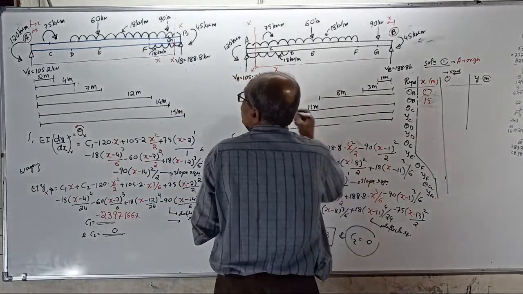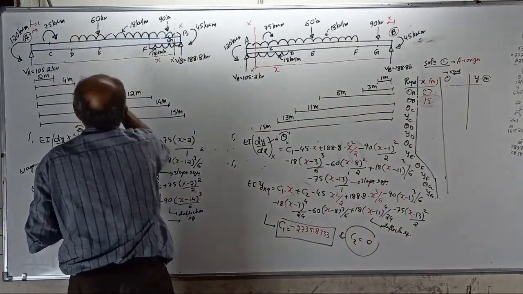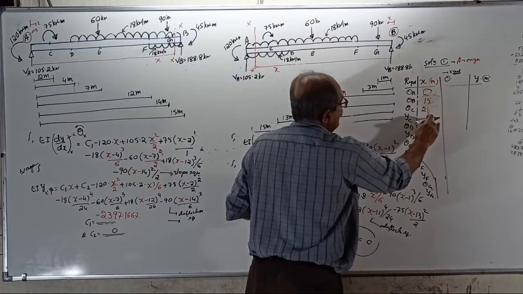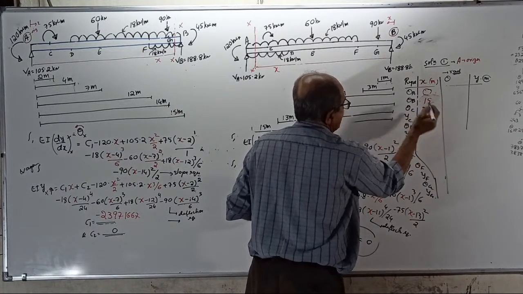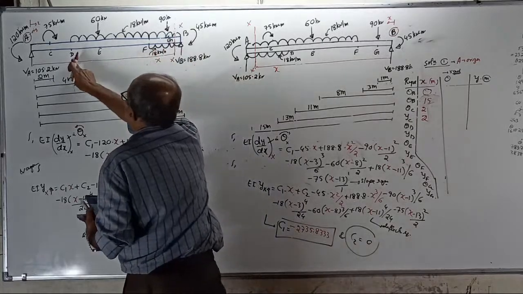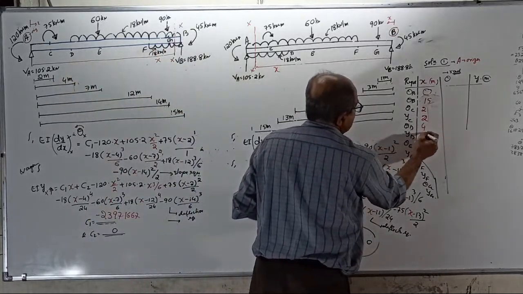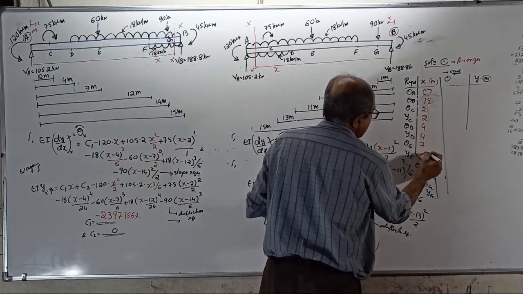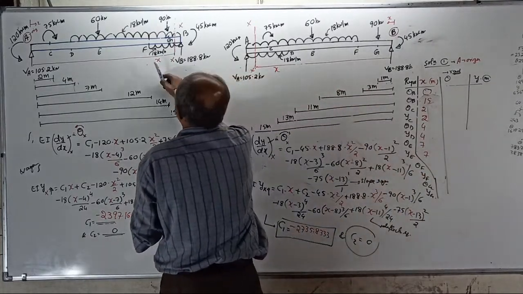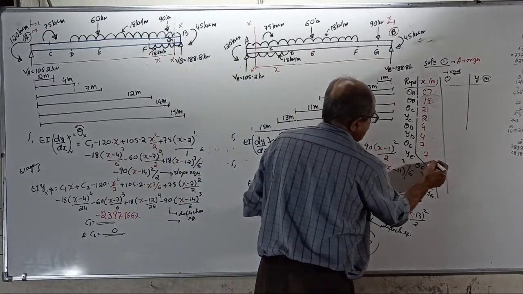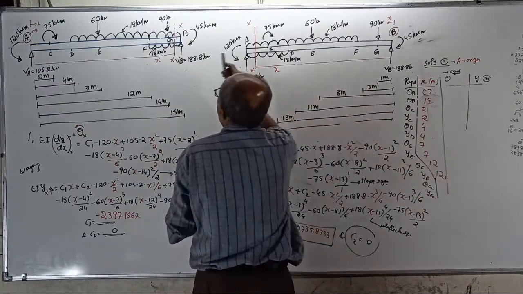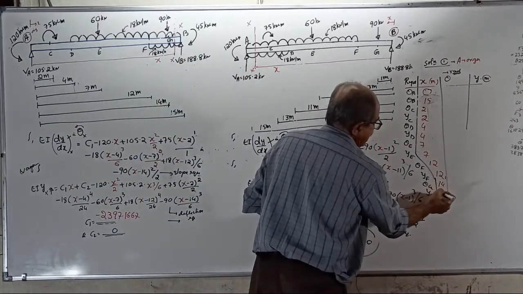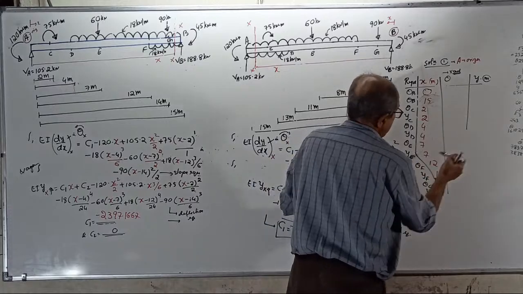To get slope and deflection at C, put X equal to 2 meter. If you want slope, use the slope equation; for deflection, the deflection equation. To get slope and deflection at D, put X equal to 4 meter. At E, X equal to 7 meter. At F, X equal to 12 meter. At G, X equal to 14 meter. Remember, 14. Okay, now be very careful.